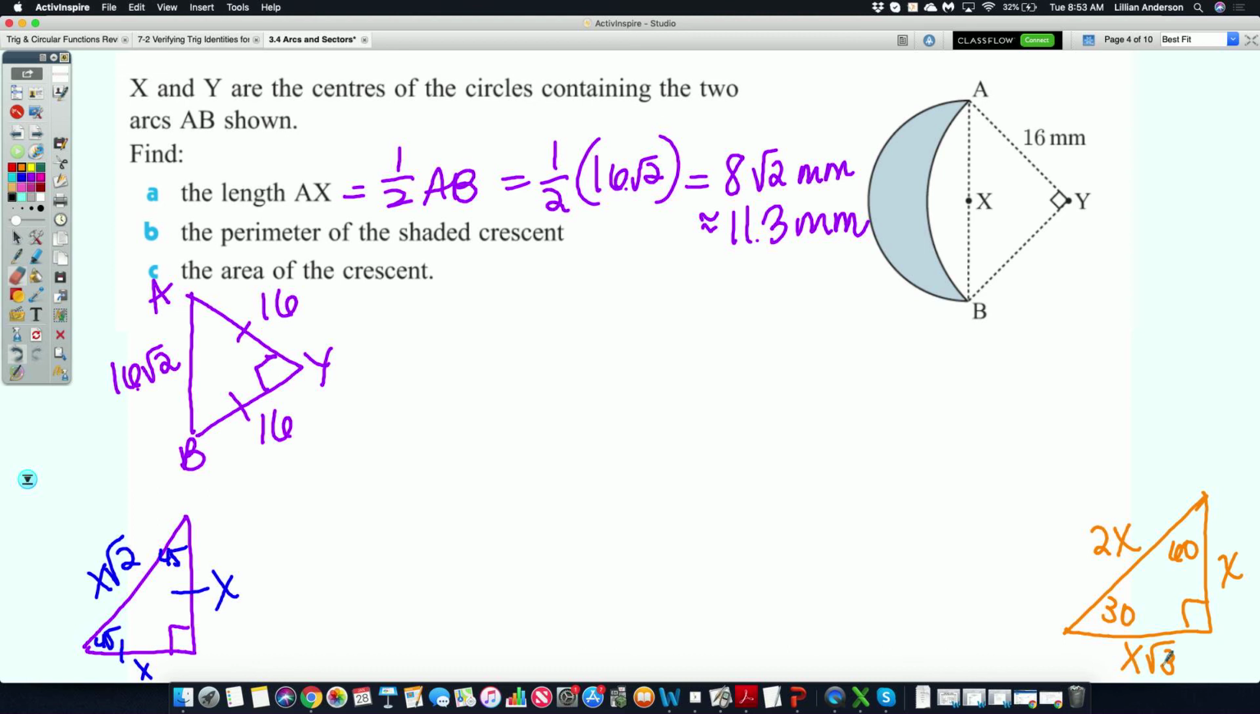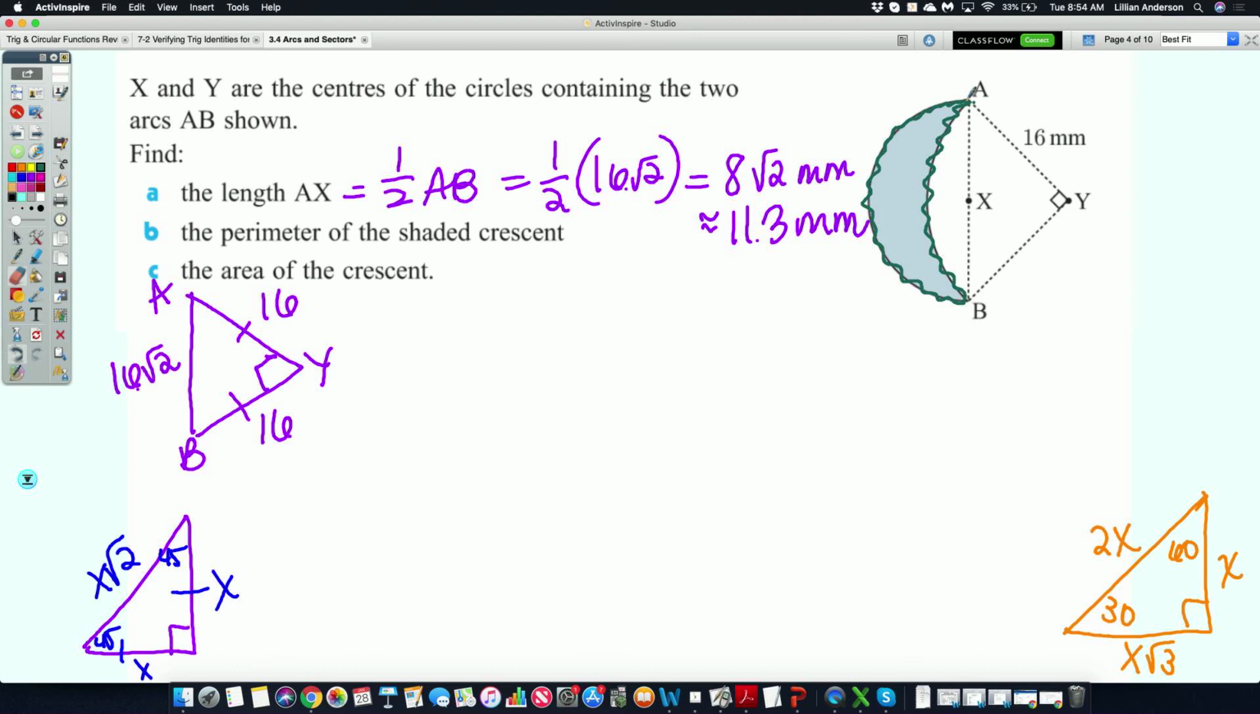All right, now we have to find the perimeter of the shaded crescent. Perimeter of the shaded crescent, that means we are trying to find this green piece, basically that whole green area. How can we go about finding basically that total green area, like the outline? Find the arc lengths of both of the circles. You have to find the arc lengths of both of those circles, exactly.